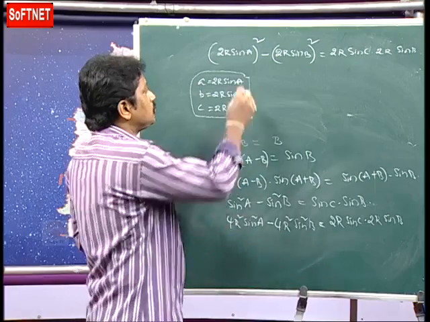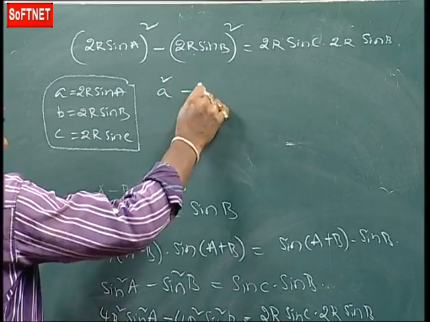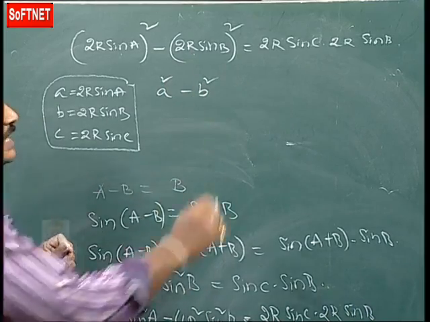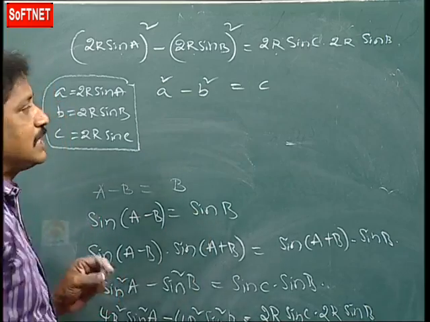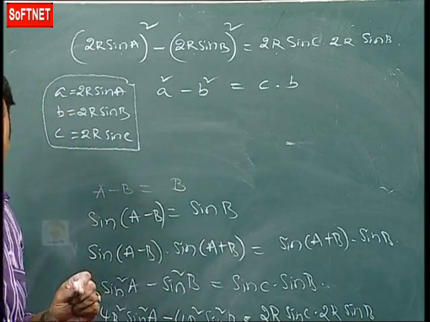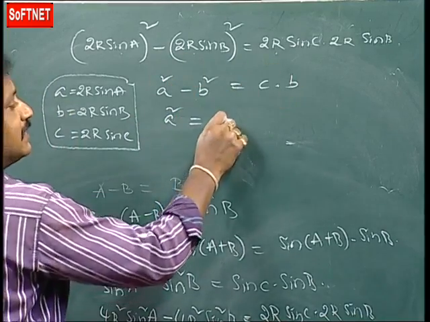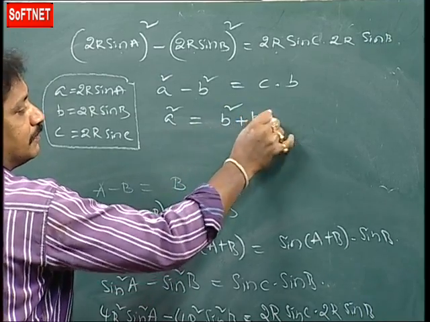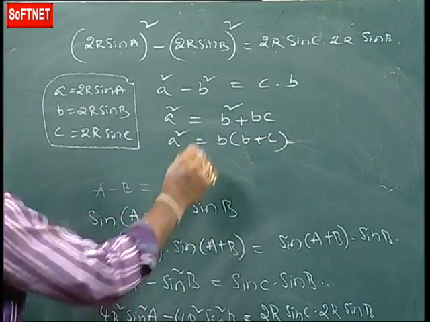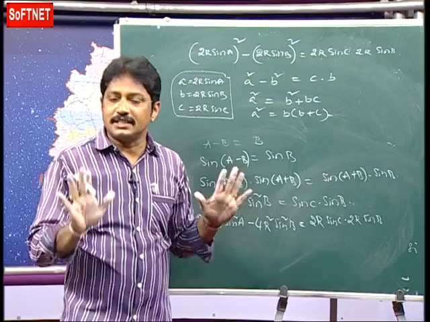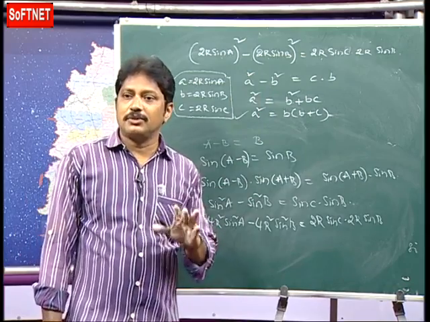So 2r sine A is A square, 2r sine B is B square, and 2r sine C is, of course, C, and 2r sine B is B. Now I am writing A square equal to, I am sending minus B square to that side, it becomes plus B square. Or you can take B common, B of B plus C. So A square equal to B of B plus C. Is it clear? So we can find A square equal to B of B plus C. This is the most important.